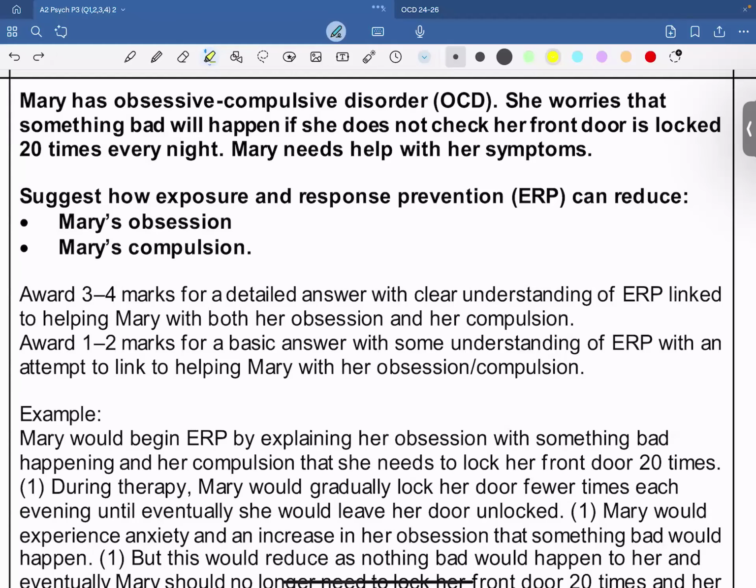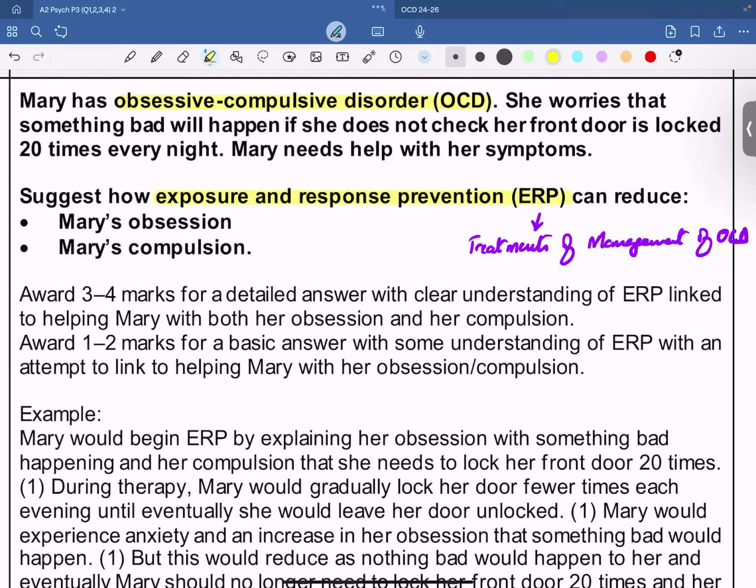Hello, everyone. In our revision lesson today, we'd be discussing ERP, that is exposure and response prevention technique. You'd come across ERP when you'd be studying the treatment and management of OCD, that is obsessive compulsive disorder. Before we begin, I would want us to revise what ERP is.